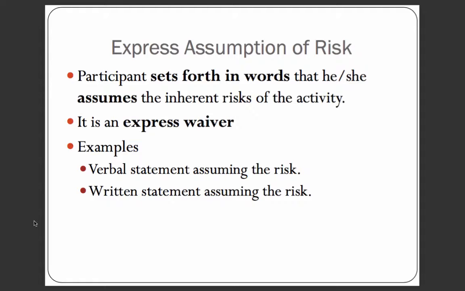So there are different ways to show primary assumption of risk here. The first is express assumption of the risk. And this would be actually getting the participant to set forth in words that he or she assumes the inherent risks of the activity. And here, this is where waivers come into play. And we've seen waivers, pretty much all of us have, at some point in our life.